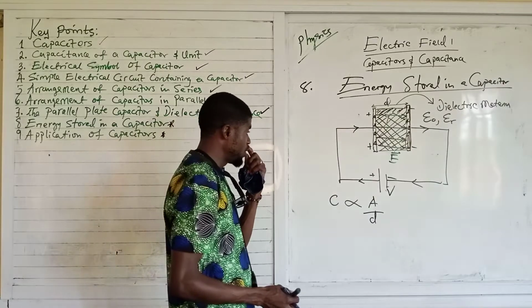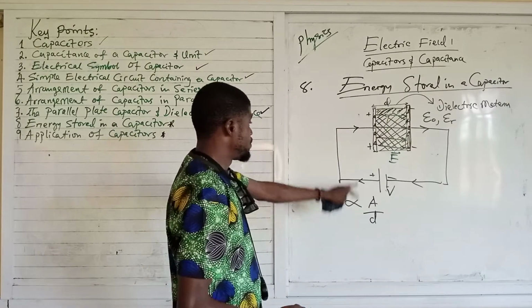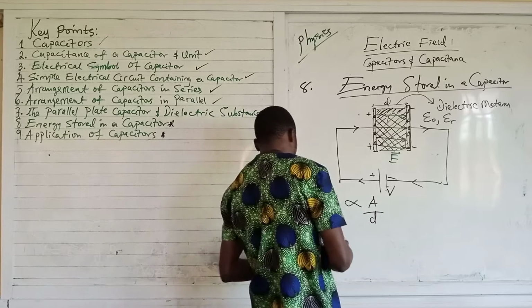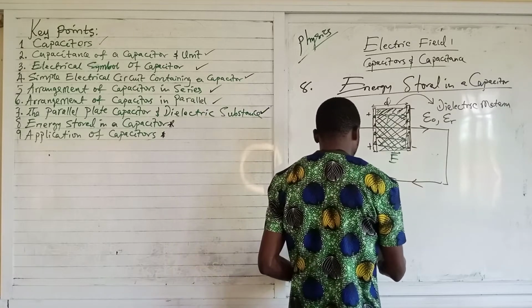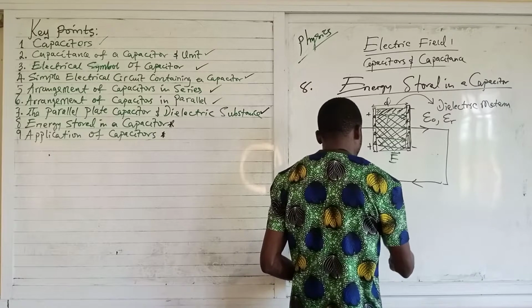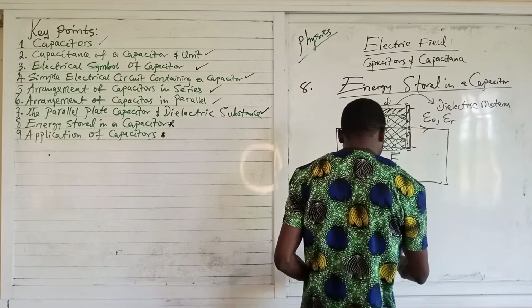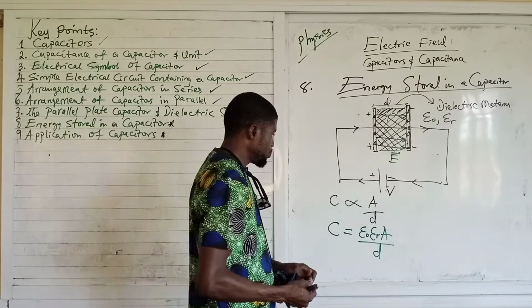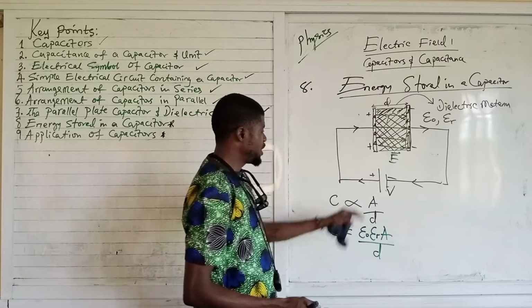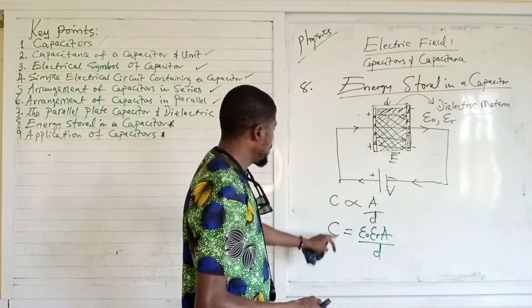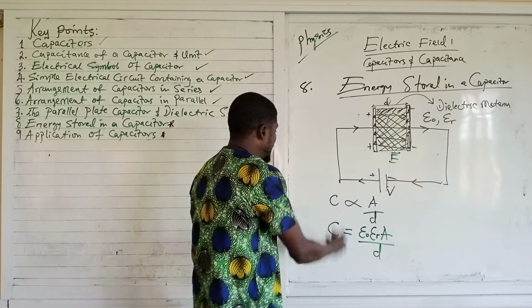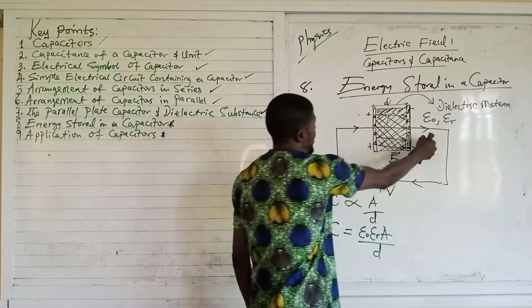If we want to get rid of this symbol of proportionality, we can say that our C is given as epsilon naught, epsilon R, A, all over D. I repeat again. Increase in the permittivity of free space or the permittivity of the material will cause a corresponding increase in the capacitance of the parallel plate capacitor.